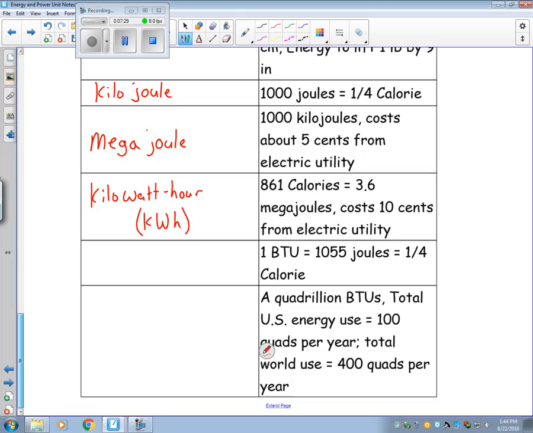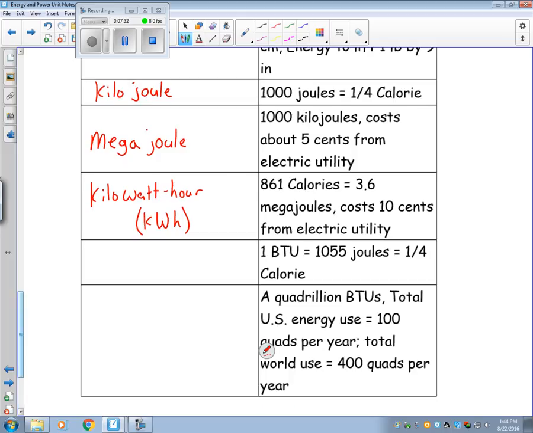Okay, this next one you probably have not heard of. It's a British thermal unit.